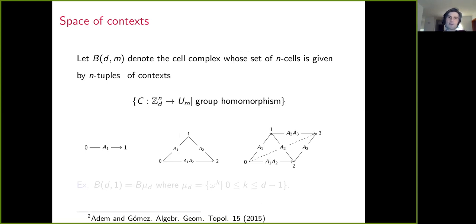Similar constructions appeared elsewhere in the work of Adam and Gomez. Spaces of this sort are called classifying spaces for commutativity. Here, the more natural name is space of contexts, because the space B_d^m, which only depends on these two parameters d and m, is a cell complex whose n-cells are given by n-tuples of contexts. If you think of them as group homomorphisms, it's more concise: the n-cells are given by group homomorphisms from (Z mod d)^n to U(m). So these are contexts as we defined them.